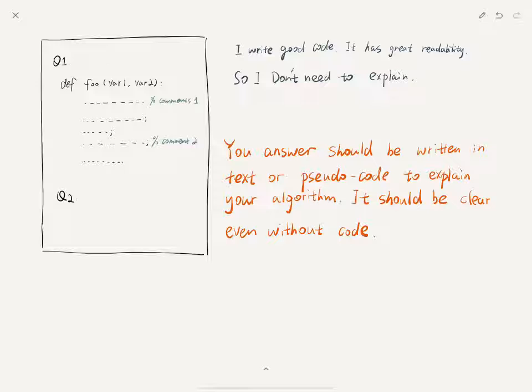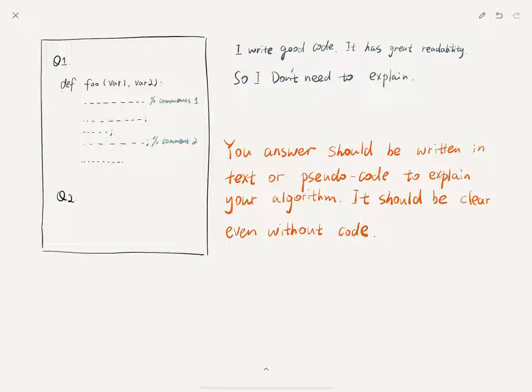Let's look at the first example. Question 1 asks to write a function to achieve a certain task. A student with a good programming background may write a piece of code with great readability. However, if a student decides to simply paste a piece of code onto the report without explaining what the algorithm is and why it was done that way, the student may only get very few marks or even no marks.